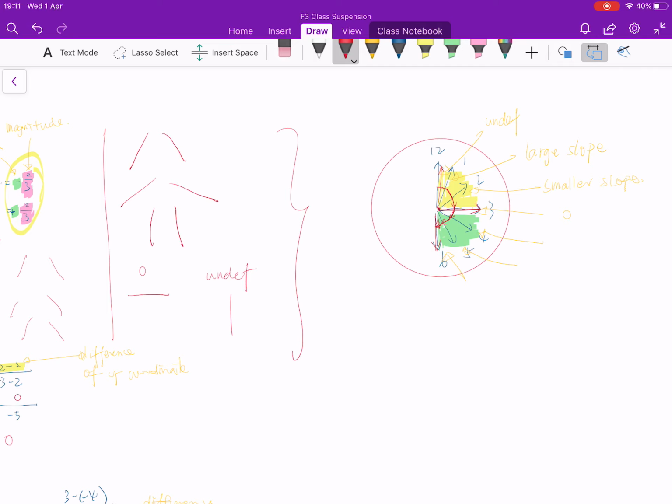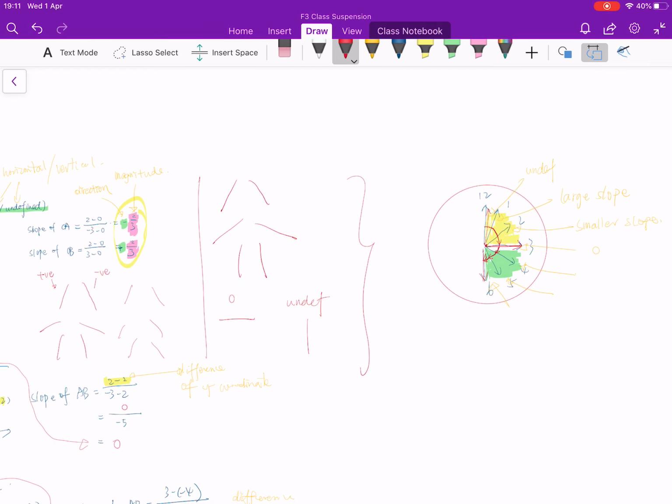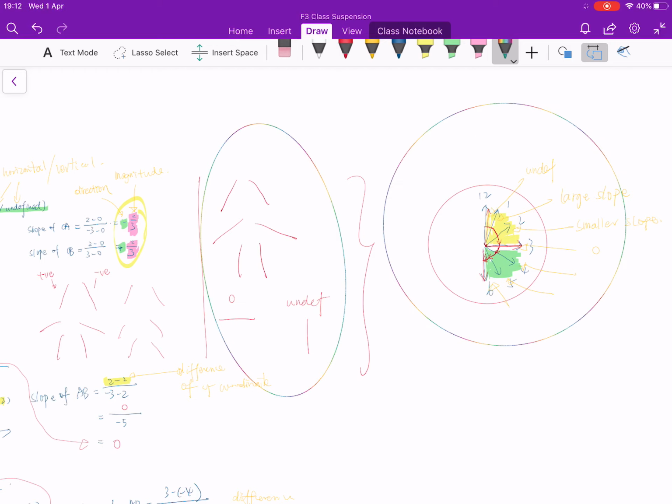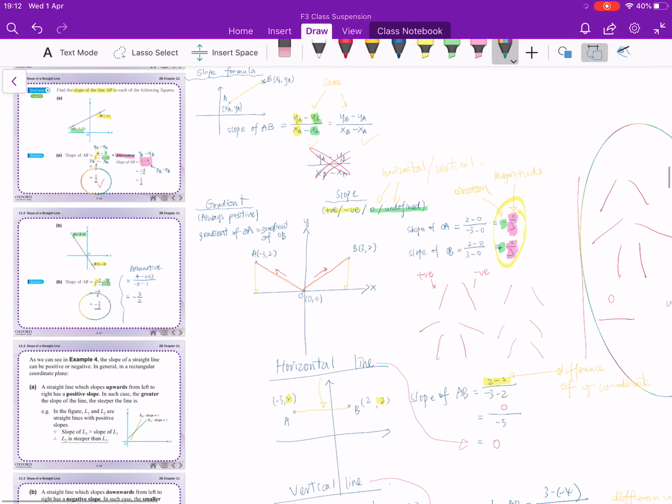So this is a trick, a quick way to compare the slopes of different straight lines. If you just want to distinguish between positive and negative, use this way. If you want to compare their size, you can use this way. So let's go back to our examples here.